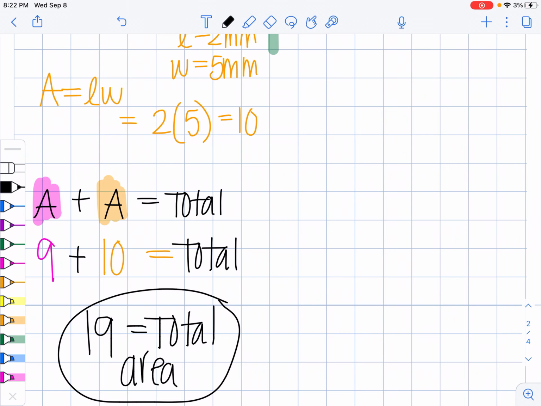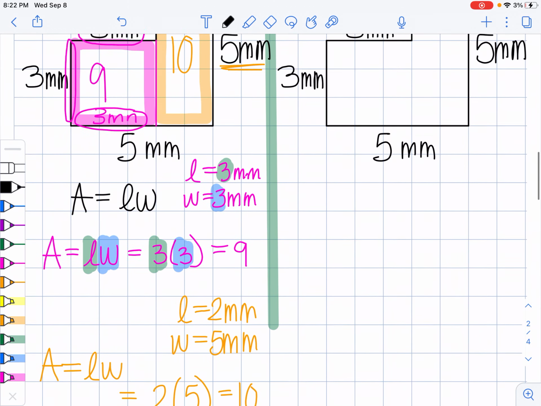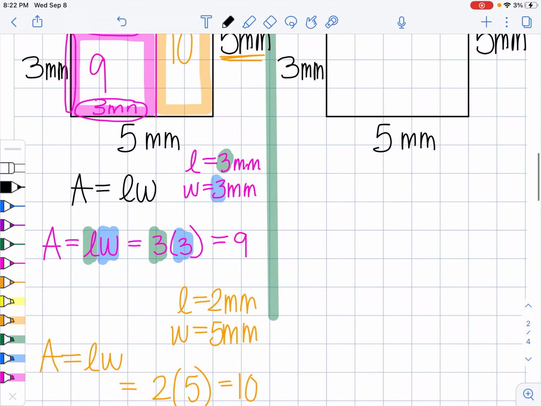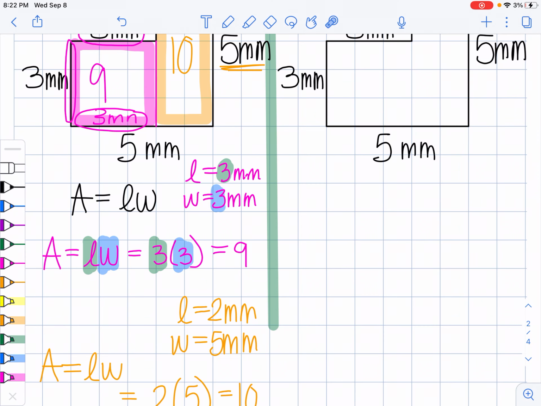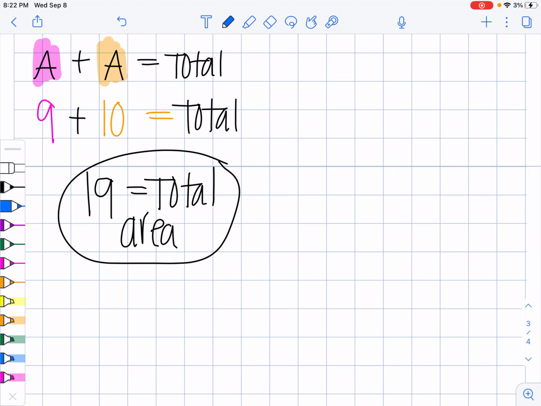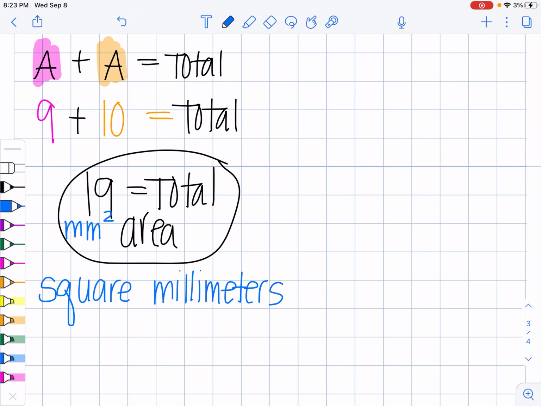Now, the other thing that you have to know is your units. Units for area are squared. The reason for that is because I have to take millimeters and multiply them by millimeters. So my actual answer is 19 millimeters squared, or you can also write square millimeters. This means the same as this.